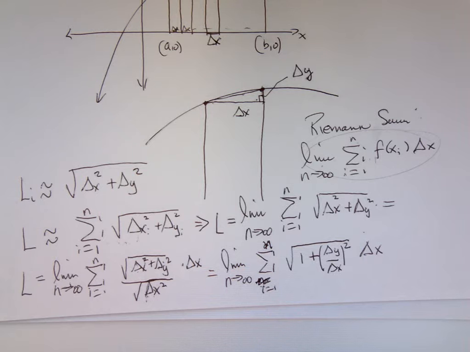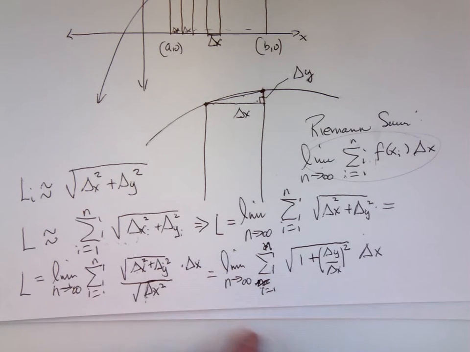As n goes to infinity, what happens with delta x as n goes to infinity? Goes to 0. That's correct. What happens to delta y as n goes to infinity? Also goes to 0. Very good. How do you know that? Is it just from the picture?